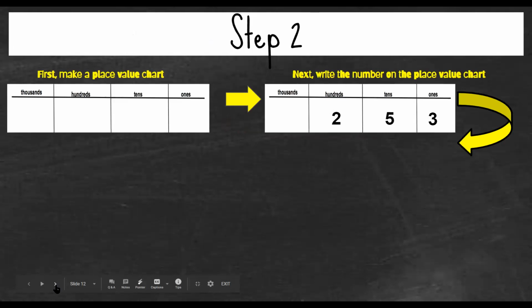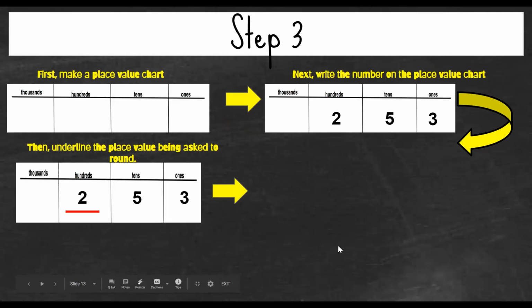Step 2, we write our numbers on the place value chart. Our step 3 is now we underline the place value being asked to round. So in this case, we're rounding the hundreds. That's why you see the 2 underlined, because it is the 200. So we're rounding to the next 100.